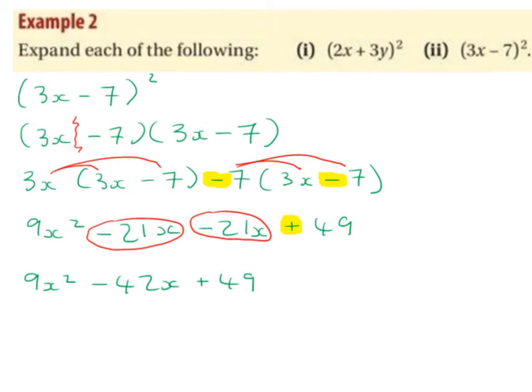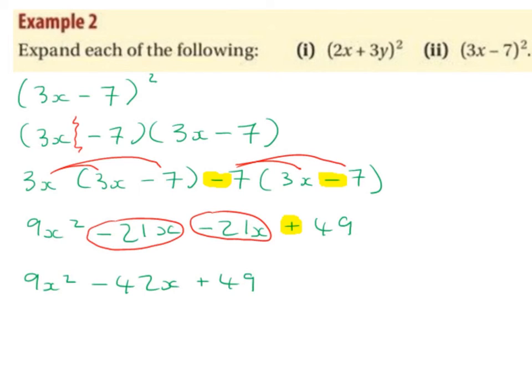Okay, so now I want to expand (3x minus 7) squared. So again, that's going to give me (3x minus 7) multiplied by (3x minus 7). So 3x minus 7 multiplied by itself. Again, I've got 2 eggs. This is known as binomial expansion. I'm going to crack open the first egg, bring down the 3x, bring down the minus 7, and multiply both of them by the second egg.